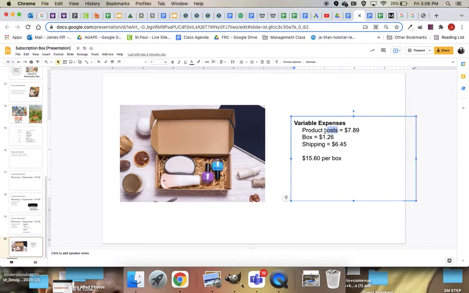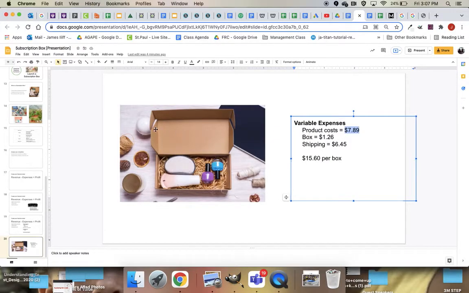Well, number one, we have these product costs. So imagine this subscription right here. It has 4 items in it. Actually 5 if you consider the paper cut up in here. And let's say we add all these products together, so this plus this plus this plus this plus the paper. And let's say that adds to $7.89 that we are paying as a company to get these 5 items. We're going to put that under variable expenses because every time we sell a box, we have expenses of $7.89.